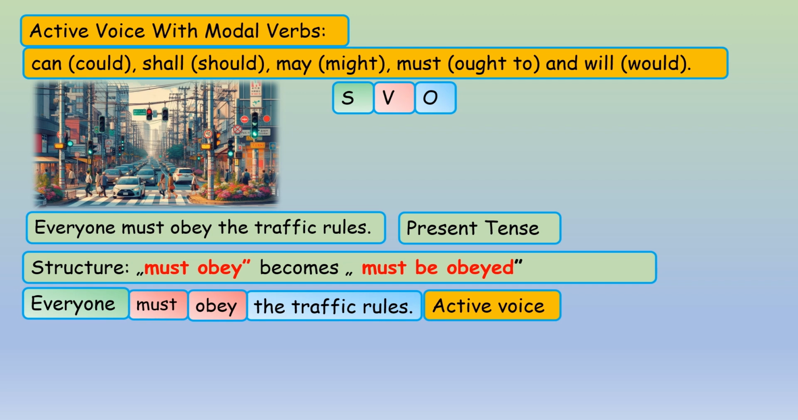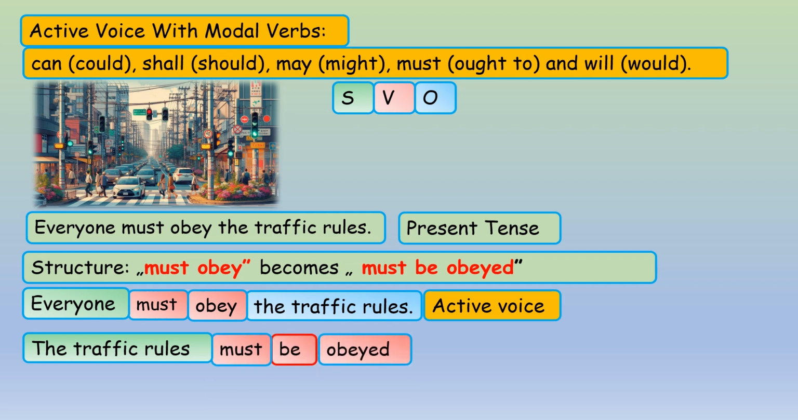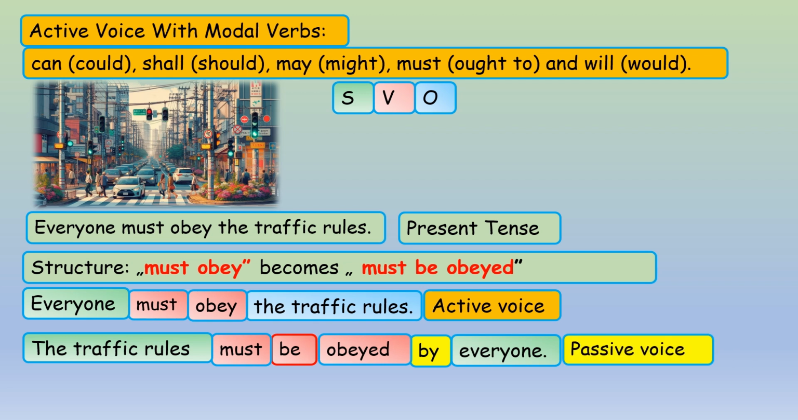Now let's change this to the passive voice. Starting with the traffic rules becomes the subject of the passive sentence. Must be obeyed. That's my grammatical structure. And then I can add by everyone. I can add the agent as was done here, or I can just plainly leave it out. So either I write the traffic rules must be obeyed, or the traffic rules must be obeyed by everyone, and that is my passive voice.